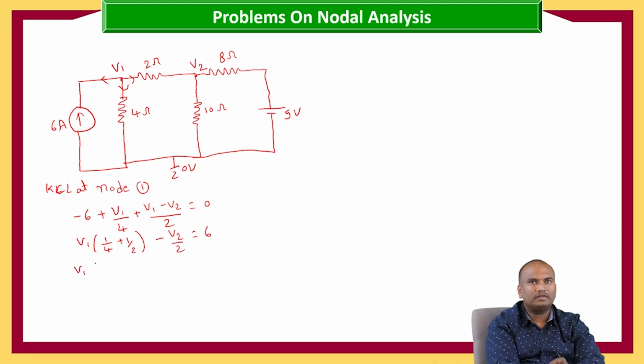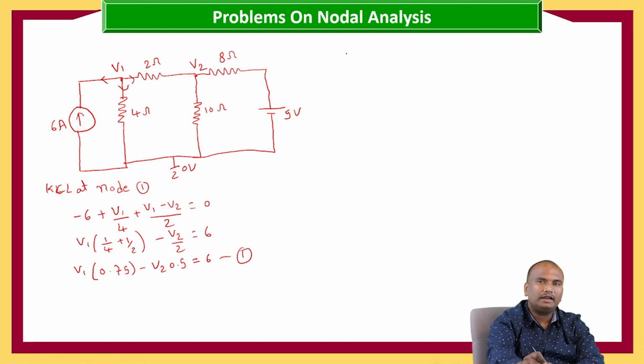That is equals to V1 into 0.75 minus V2 into 0.5 equals to 6. This is our equation number 1.